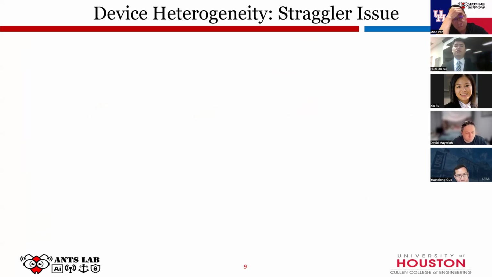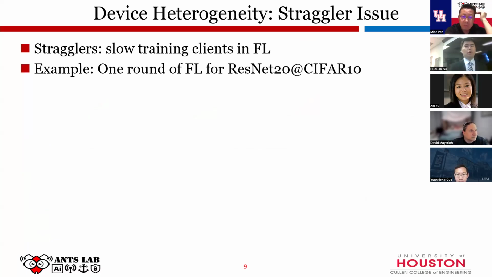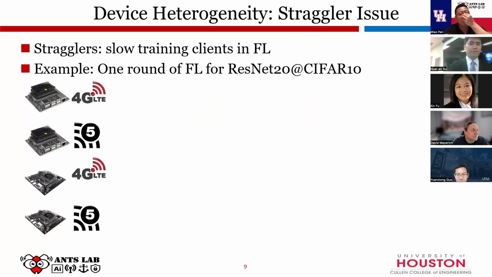So the device heterogeneity here, or the system heterogeneity, leads to the straggler issue. The straggler is basically the slow training clients in federated learning. Let's take an example of federated learning for ResNet-20 on CIFAR-10. We have all different kinds of devices. The top two devices are the Jetson Nano, which is slower than the bottom two devices, the TX2. We also have 4G, which is much slower than Wi-Fi 5.